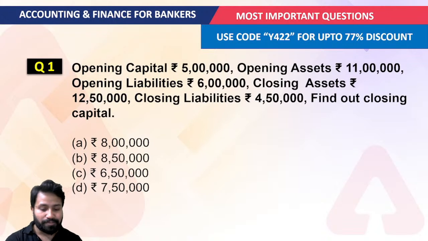So quickly, I'm starting with the very first question here. Your opening capital is given, opening assets are given, opening liabilities are given. And the closing assets and closing liabilities are given, and you have to find out what the closing capital should be.